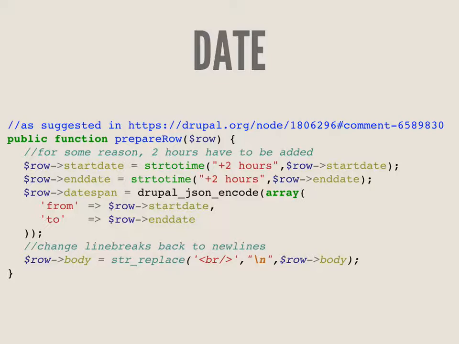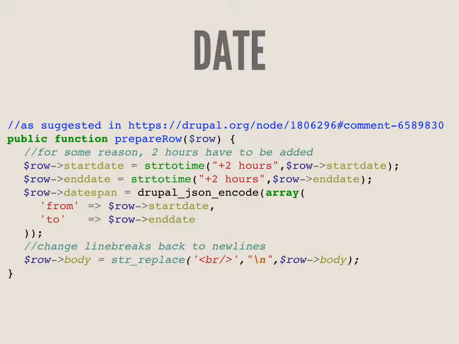This is an example of how to migrate dates. This is a use case of an organizational website. They had some events with a start and end date. Apparently you had to do some weird things because the date span had to be JSON encoded. I didn't see that one coming, but after looking for a long time, I figured this out.